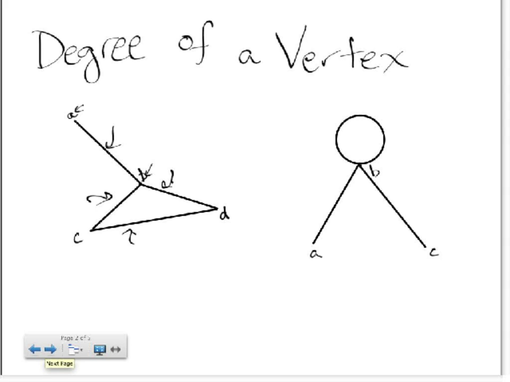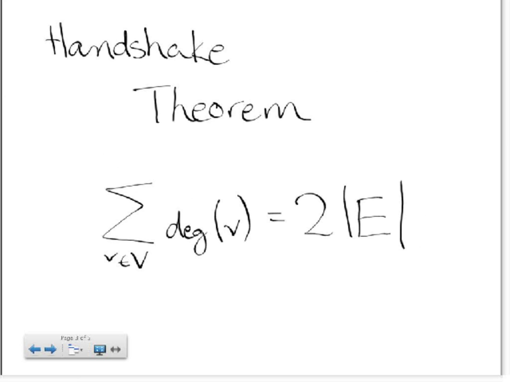Now, looking at the second graph, the degree of B is 4 because we have one edge here, a second edge here, and then a loop right here. And the loop is counted as 2, so the total degree of vertex B is 4.